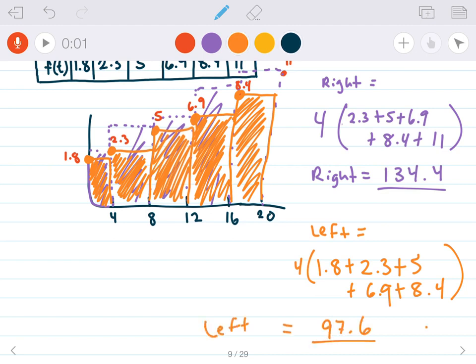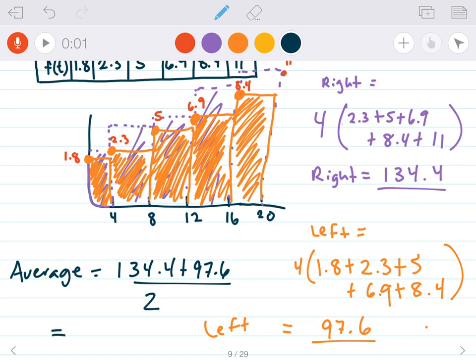And so the average between the two, we take our right plus our left, and we divide it by 2. And our final answer here is 116. So that's the approximate area.